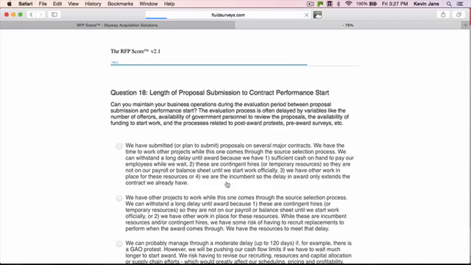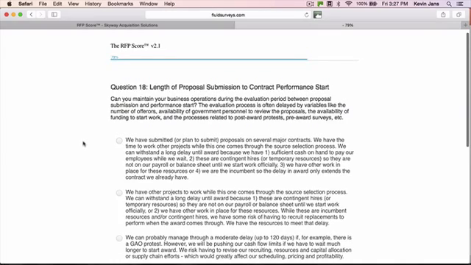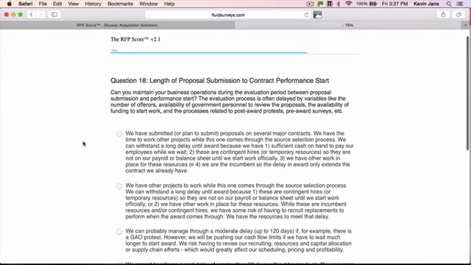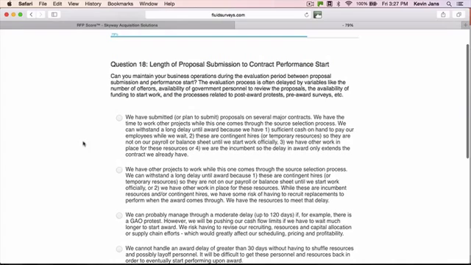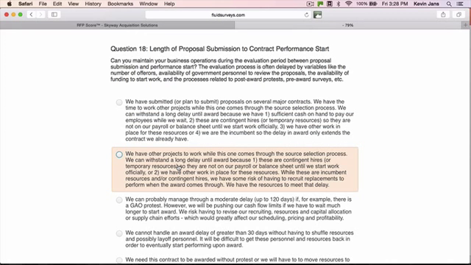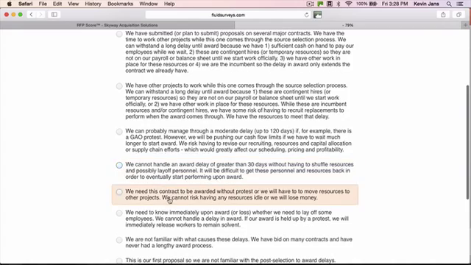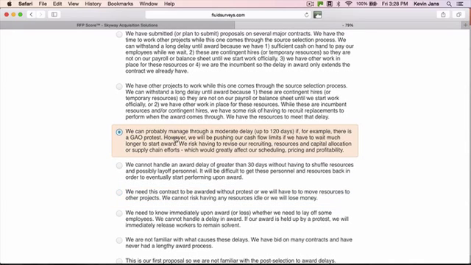Okay? Question 18, length of proposal submission or contract performance start. Can you maintain business operations between when you first start the work and when you actually get paid? And it could be a while. And it's things like, we see this here, sufficient cash on hand to pay our employees, contingent hires on a $100 million contract. This is the kind of stuff you're going to deal with. Maybe not so much on a couple million, but again, it's all relative to the size of you as a company. And so let's pick, we can probably manage through a moderate delay, up to 120 days. Okay, we'll pick that one.